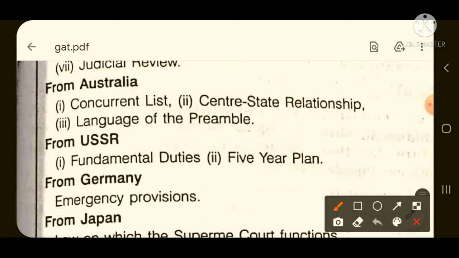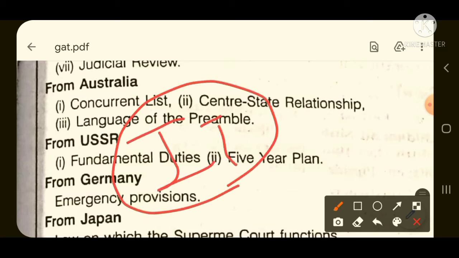But nowadays with the advancement of technology, a few more lists are being added, like IT. Information and technology is a new list which is being added.